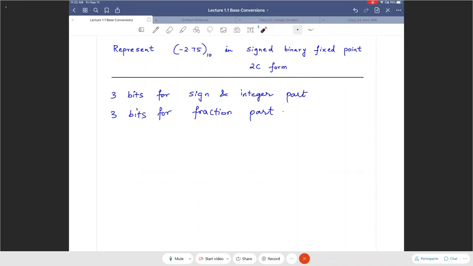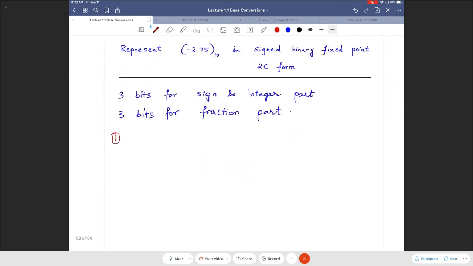And I have explicitly said I need 3 bits for sign and integer, and I have 3 bits for the fraction part. So how do I do this? Well, a lot of these steps are going to be exactly the same as the steps that we had for converting negative numbers to their 2's complement representation. What was the first step? Step 1 was represent positive 2.75 in binary. Okay, so how do I do that? I need 2 and I need 75. You got it. We just did it over here, right?